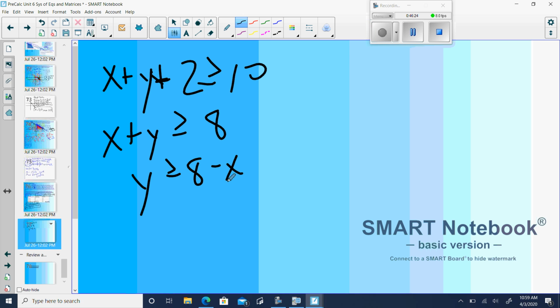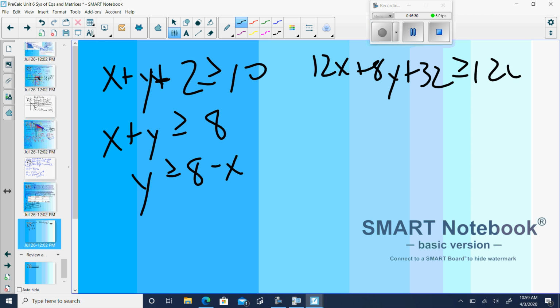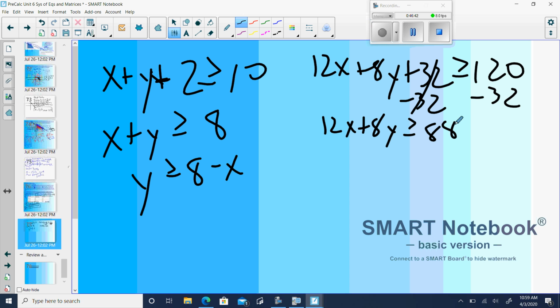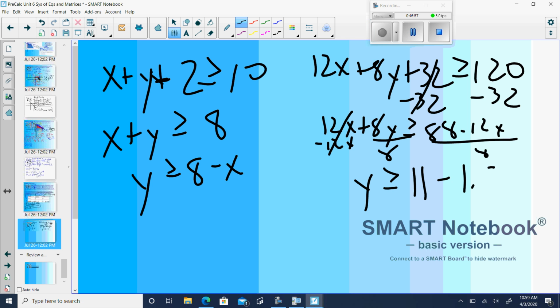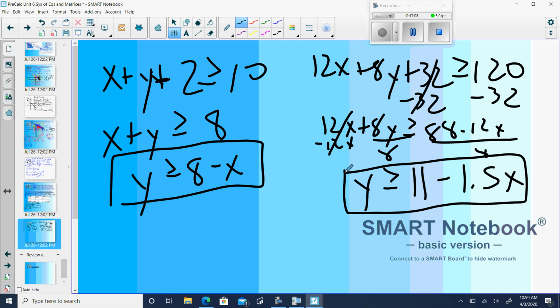We had 12x plus 8y plus 32 is greater than or equal to 120. So we get rid of 32: 12x plus 8y is greater than or equal to 88. Then I'm going to take 12x over, then divide everything by 8. So y is going to be greater than or equal to 11 minus 1.5x. And then we had our x is greater than or equal to 2.